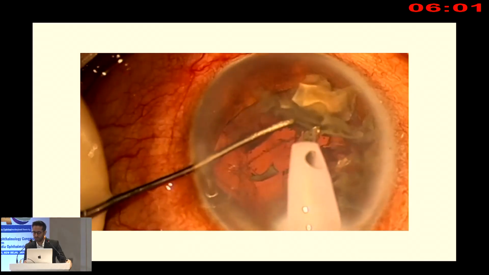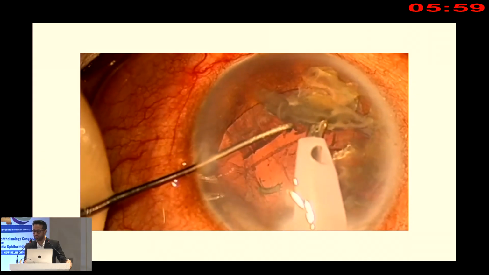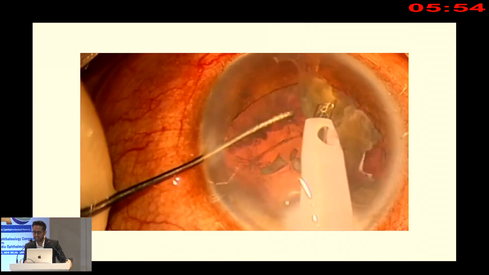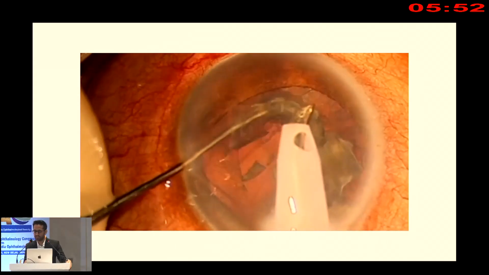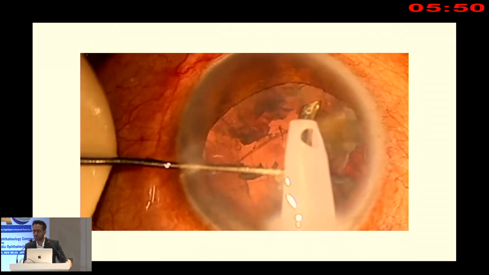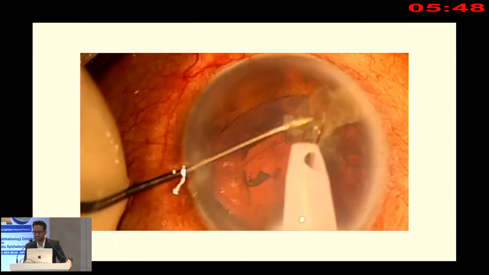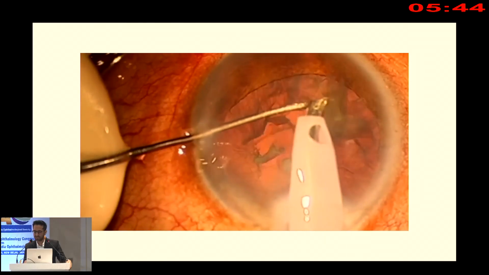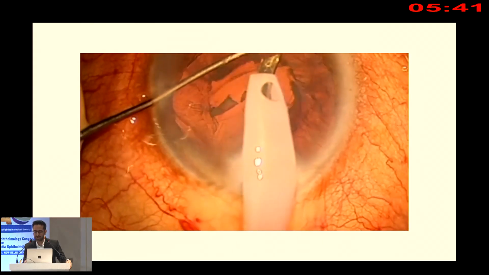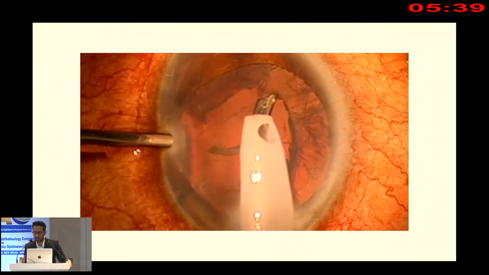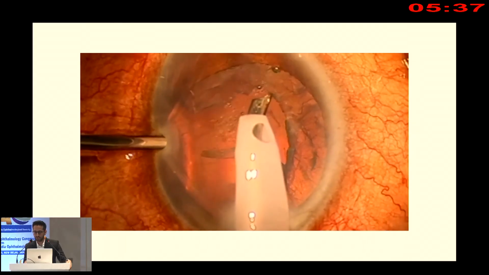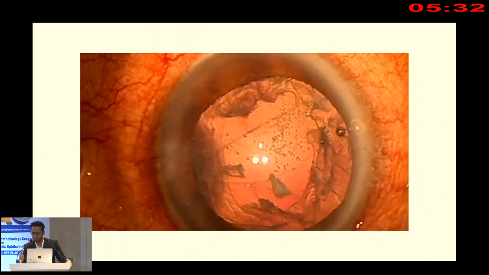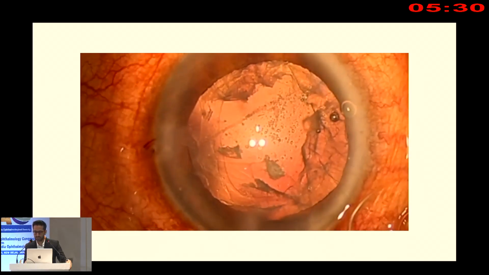You can see those two small nuclear fragments which are just lying over the hyaloid phase, and it is acting as a shield to these nuclear fragments from going back. So low IOP phacoemulsification maintains the equilibrium between the anterior chamber pressure and the posterior chamber pressure. So there is no disruption. Always remember to inject viscoelastic before taking out the probe to maintain the chamber. Remember not to overinflate the chamber with viscoelastic.